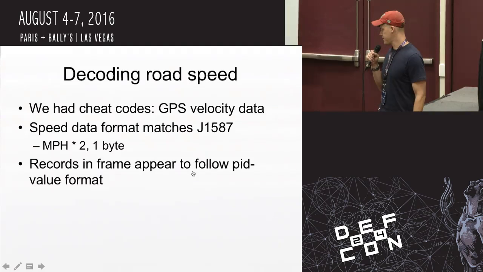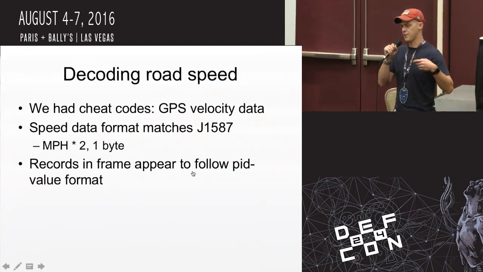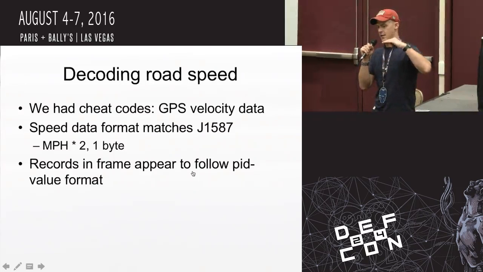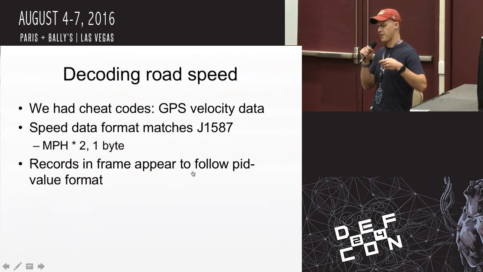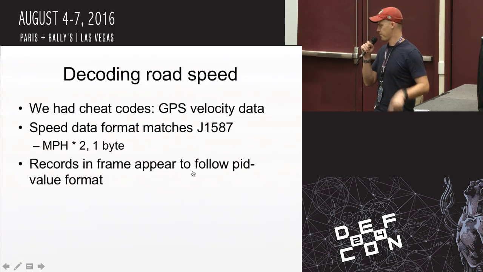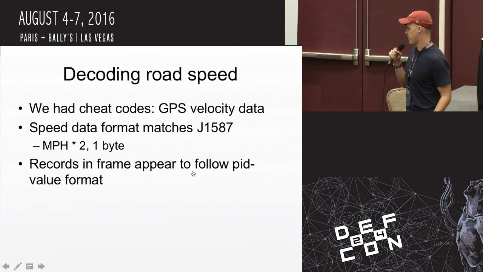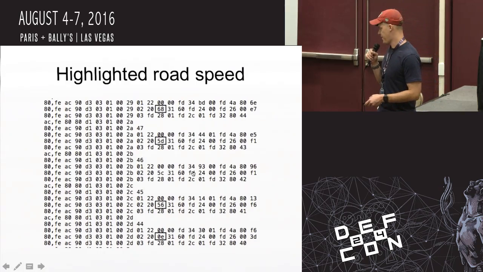So if we decode the traffic, we had cheat codes because we had GPS and we had a few different IMUs hooked up to this thing. So doing manual analysis of the speed data, we found something that looked a lot like what our GPS logs showed the vehicle speed was. And it was the J1587 format, 1 byte miles per hour times 2. And the records in frame appear to follow a PID value format. In this case, the PID was 32. So this is road speed as we decoded it.